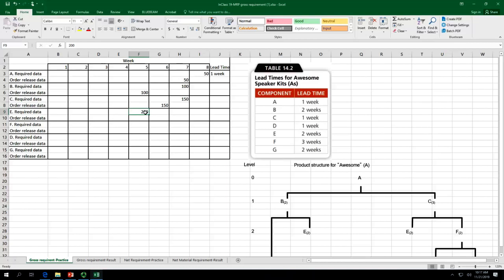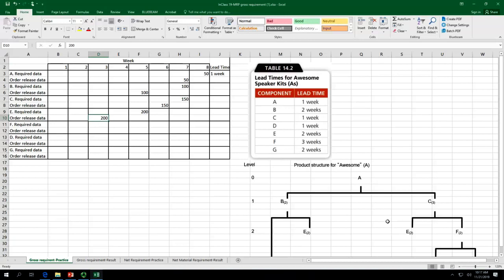And for E, how many weeks do you need for the lead time? E is showing it is 2 weeks lead time. And in order to receive by the end of the 5th week, now we need to put this production release order in the end of the 3rd week. So 200 over here.